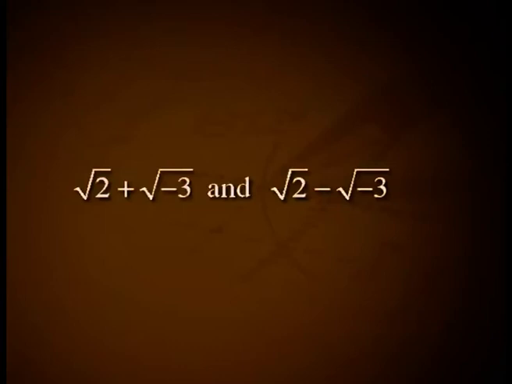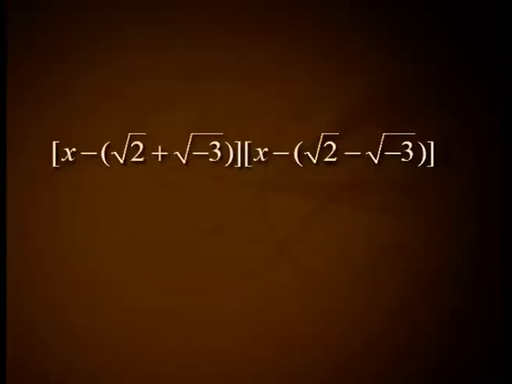Example 7. Form the polynomial equation of fourth degree with rational coefficients, one of whose roots is √2 + √−3. Solution. Since √2 + √−3 is a root, √2 + √−3 and √2 − √−3 occur as one pair of roots, and −√2 + √−3 and −√2 − √−3 occur as another pair of roots.